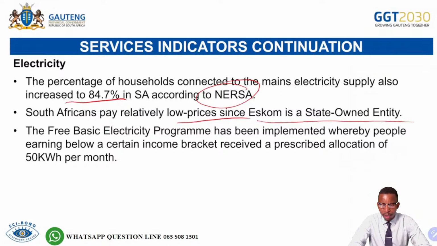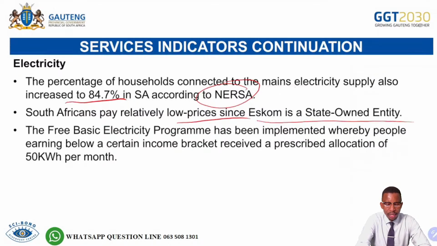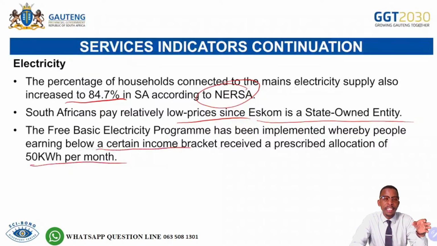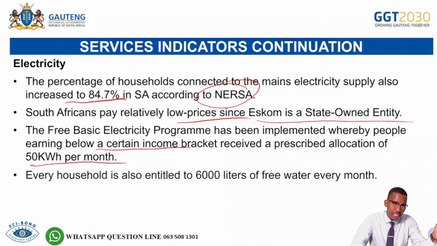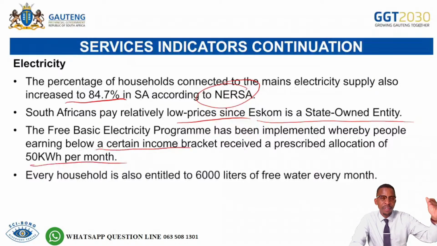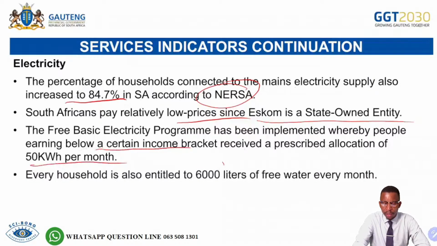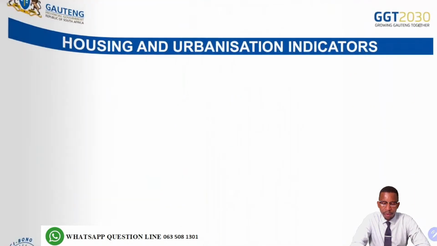The free basic electricity program has been implemented, whereby people earning below a certain income bracket receive the prescribed allocation of 50 kilowatts per month. We have seen that it is happening in some areas. In some areas, it doesn't happen. Remember, we have an issue of subsidies and non-subsidies. We also have an issue of price discrimination under the public sector as they sell public goods. Some people are on the higher tariff, some are on the medium, some are on the lower tariff in the same local municipality. Every household is also entitled to 6,000 liters of water, like I mentioned before.